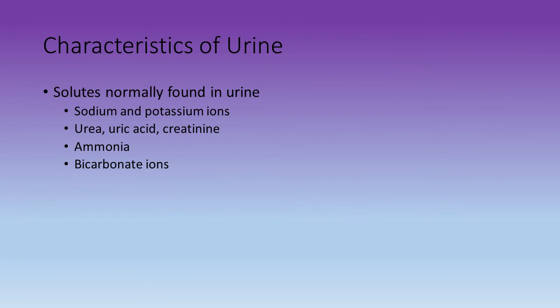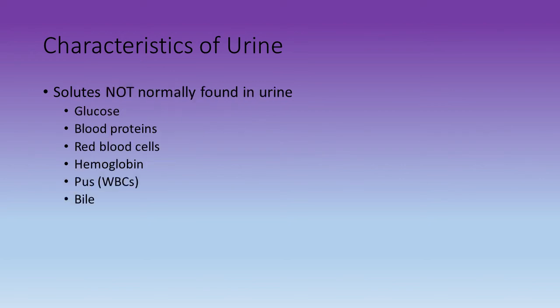So what's normally found in the urine? Well, you should find sodium, potassium in there, ammonia, bicarbonate ions, urea, uric acid, and creatinine in it. Substances that should not be found normally in urine: glucose, blood proteins, red blood cells, pus, which is white blood cells, hemoglobin, bile. Those should not be normally found in the urine. If they are there, it's indicative that there is a problem. Like proteins, that would be indicative that there is a problem with the membrane within the glomerulus.